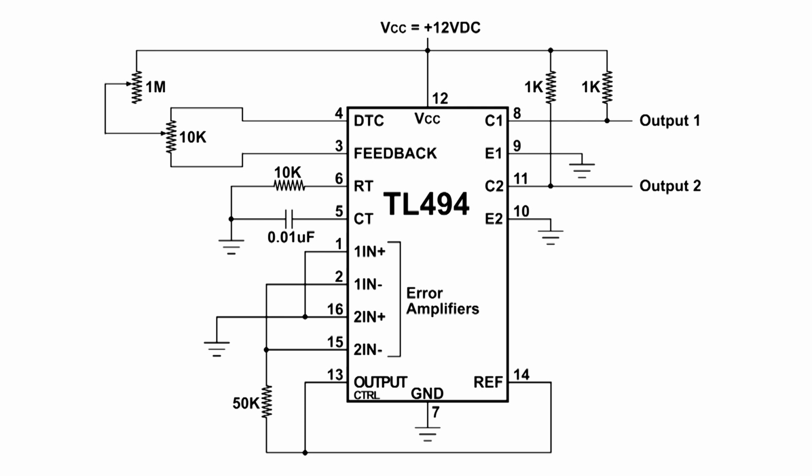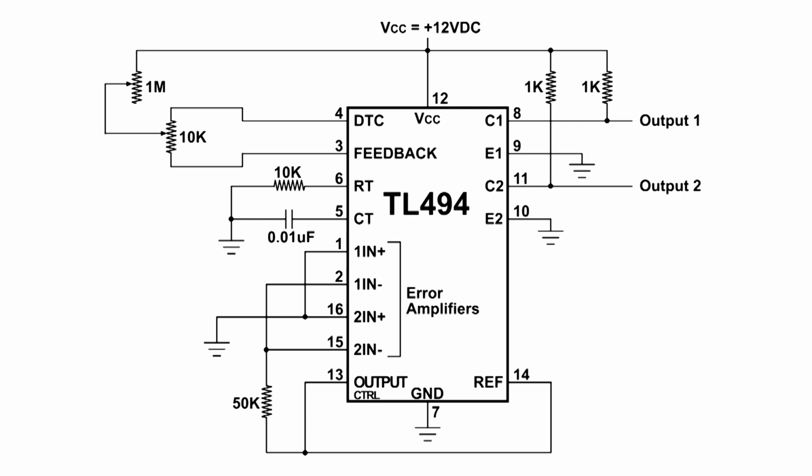Now I want to point out a few things here. If you look at pin 8 and 9, we got C1 and E1. That is the collector and emitter of an NPN transistor as the output. And C2 below is the second transistor output. It's also an NPN.